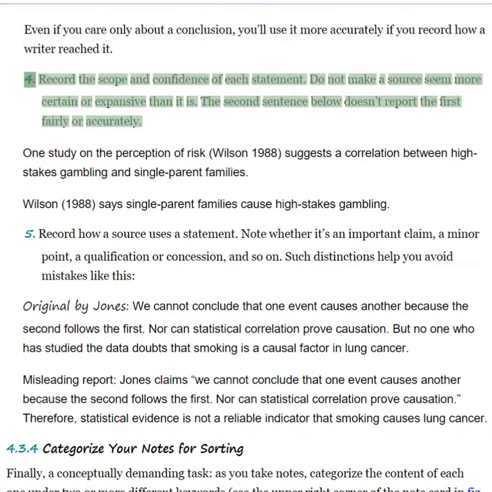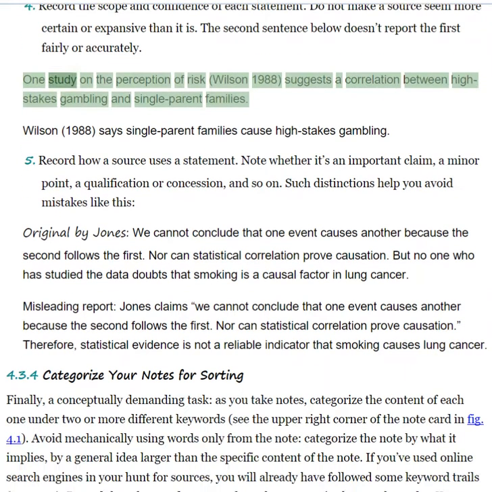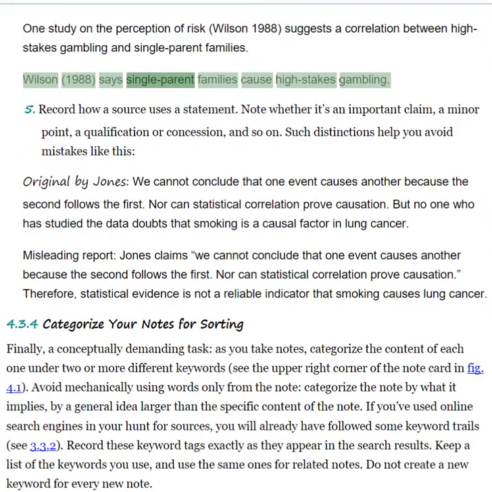4. Record the scope and confidence of each statement. Do not make a source seem more certain or expansive than it is. The second sentence below doesn't report the first fairly or accurately. "One study on the perception of risk suggests a correlation between high-stakes gambling and single-parent families." "Wilson says single-parent families cause high-stakes gambling."